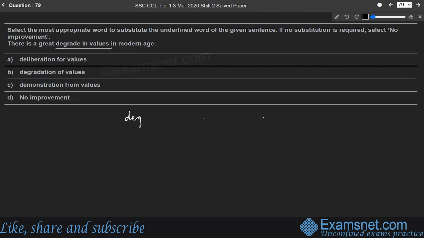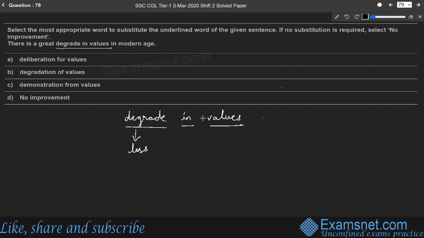So firstly, let us write the underlined part. It is degrade in values. What do you mean by the word degrade here? Degrade means loss. So the sentence is referring to a loss in values. Can you tell me what is the mistake that is present in the underlined word? We have three words, which is degrade in values. So do you know what is the incorrect word here? Let me give you a hint. The incorrect word is a verb. So now do you know what is a verb here?